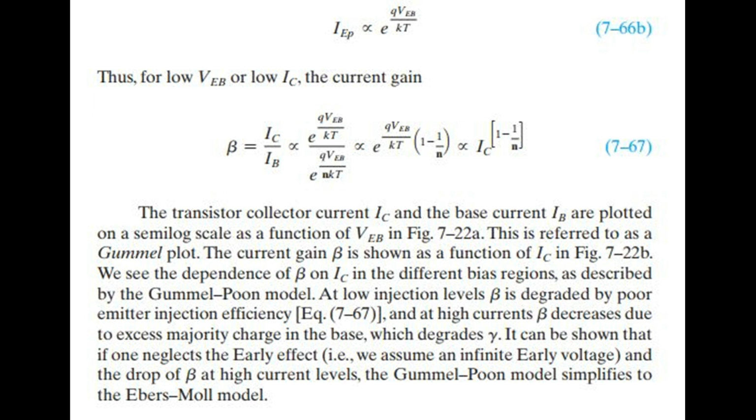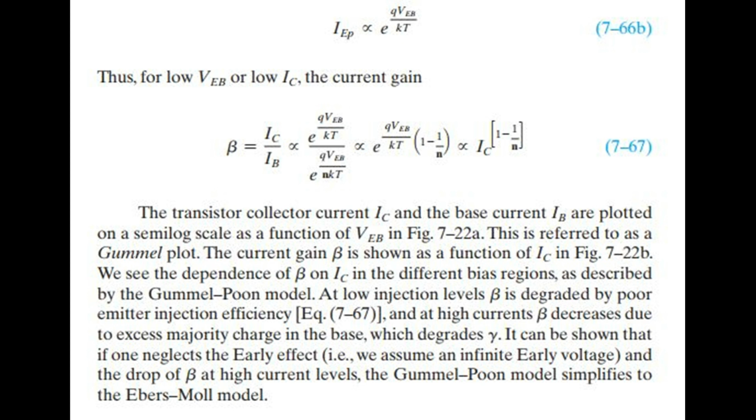The transistor collector current IC and the base current IB are plotted on a semi-log scale as a function of VEB in Fig 7.22a. This is referred to as a Gummel plot. The current gain B is shown as a function of IC in Fig 7.22b. We see the dependence of B on IC in the different bias regions, as described by the Gummel-Poon model. At low injection levels B is degraded by poor emitter injection efficiency, Eq 767, and at high currents B decreases due to excess majority charge in the base, which degrades it.